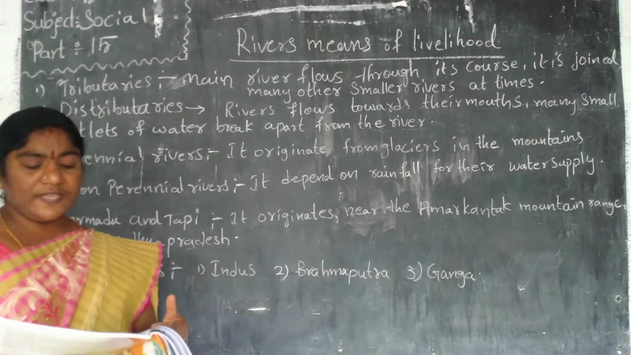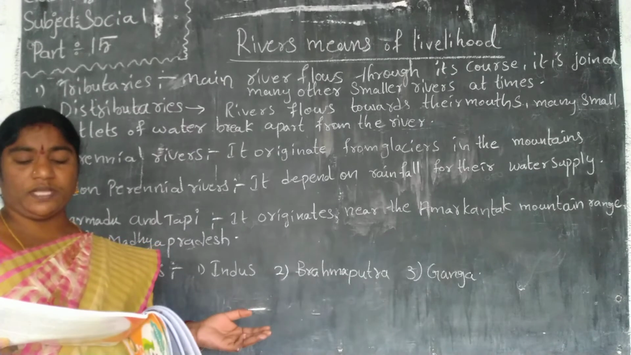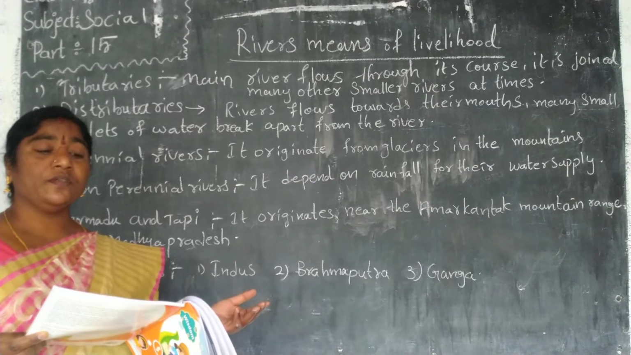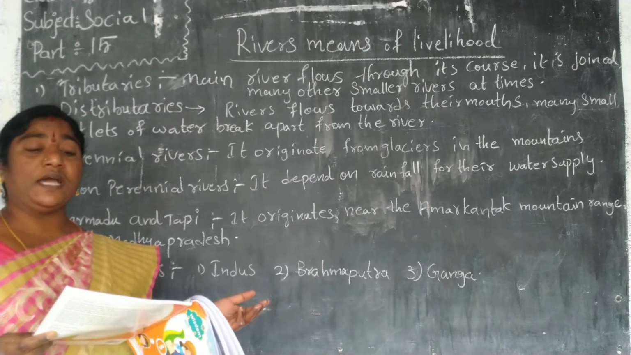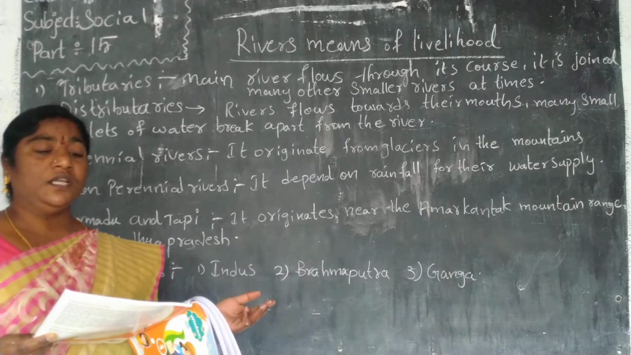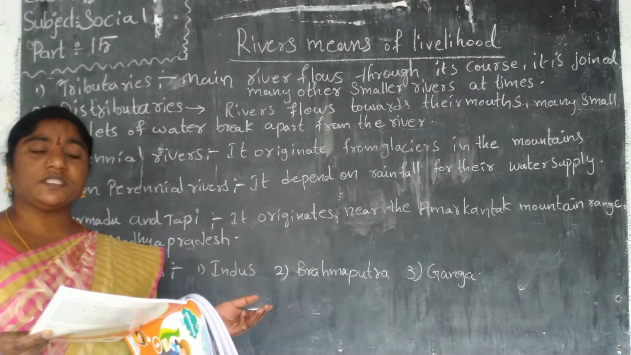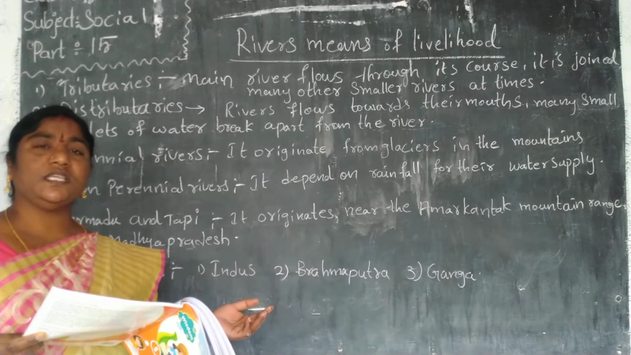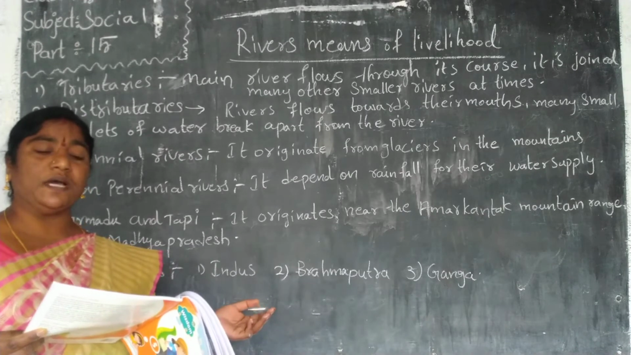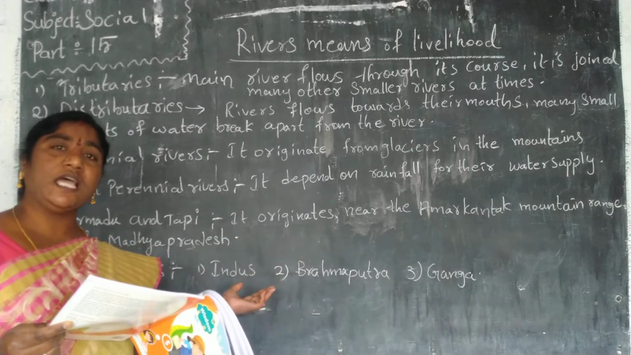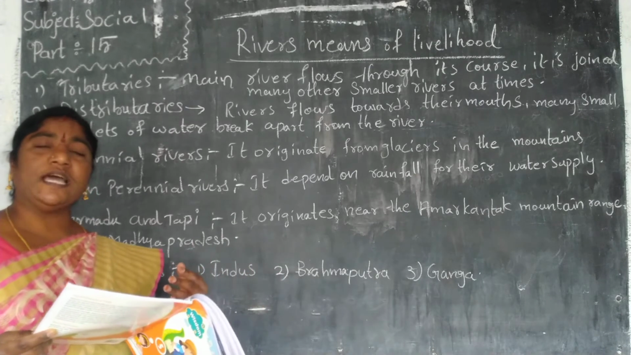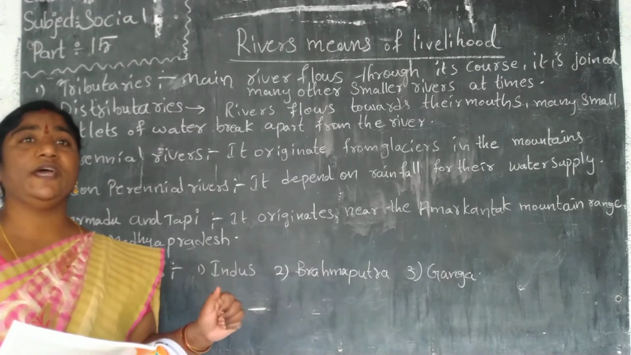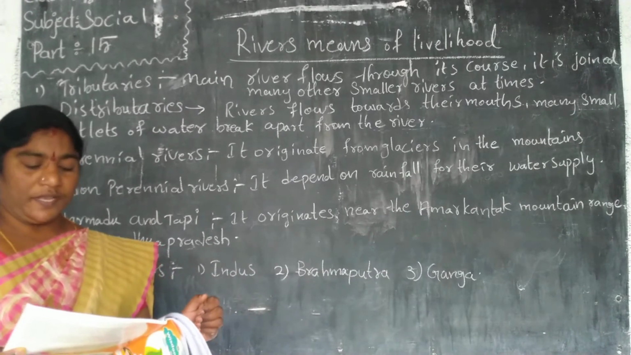Krishna originates from Mahabaleshwar in Maharashtra. Godavari originates from where? It originates in the Western Ghats in northwest Maharashtra and enters Telangana, northwest of Nizamabad. Which river? The Godavari river.